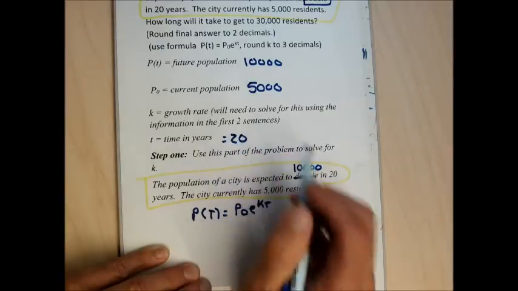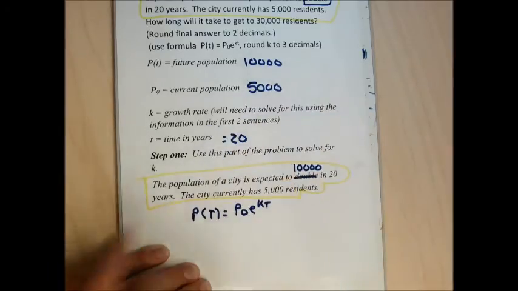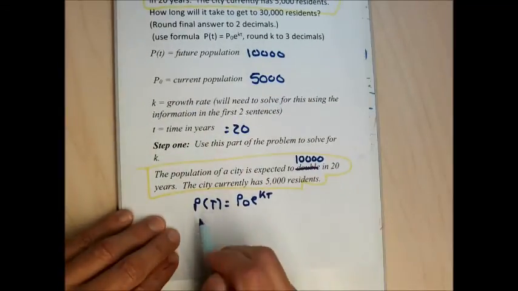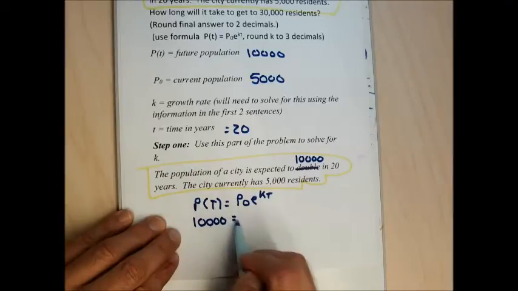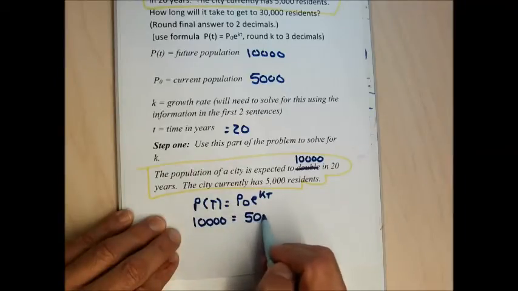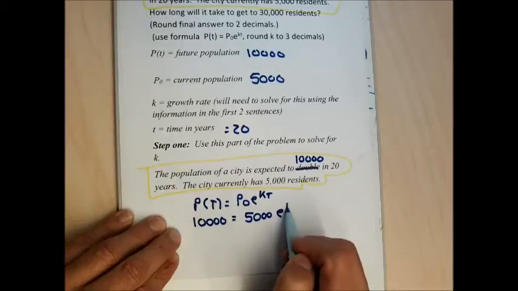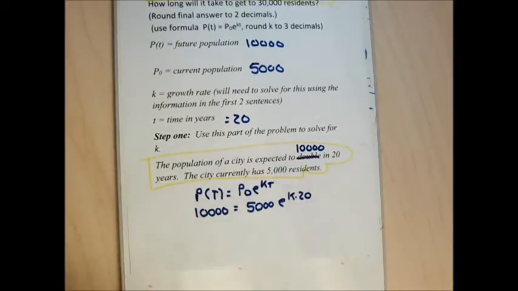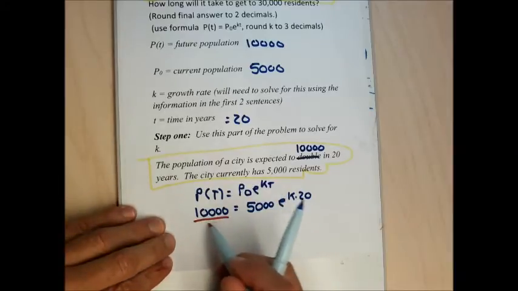So on the first step, I'm going to take these 3 values, plug them into the formula. I'm going to solve for k, and I'm going to round to 3 decimals. So I'm going to write this problem as 10,000 equals 5,000 times e to the k times 20. To solve this is pretty easy. I'm going to divide both sides by 5,000.